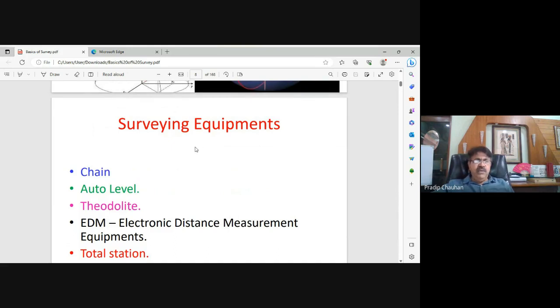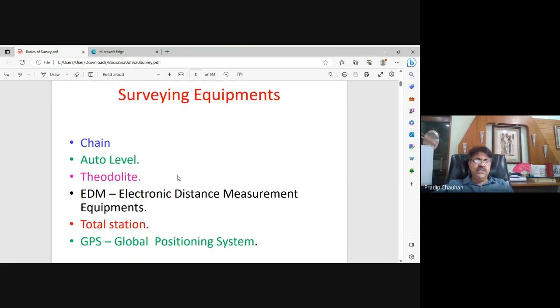You might know chain survey, and chain is out of date now. But in earlier days, there was a chain, then there is a level, and there is a theodolite. Now even the theodolite is no more in practice. Nowadays, it is all electronic distance measuring systems where we use a LIDAR laser beam for measurement of the distance, might be a single beam, might be multiple beams. It is also known as a LIDAR system.